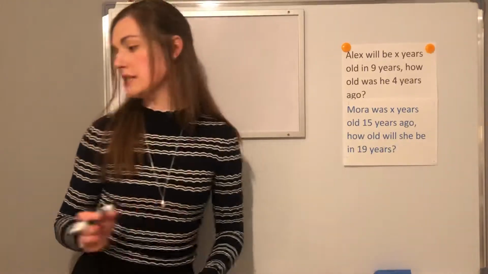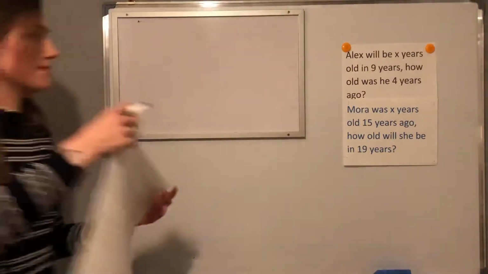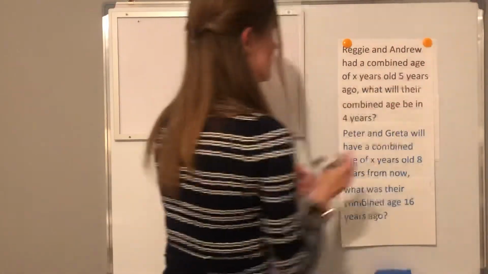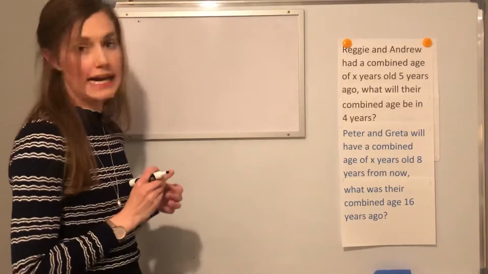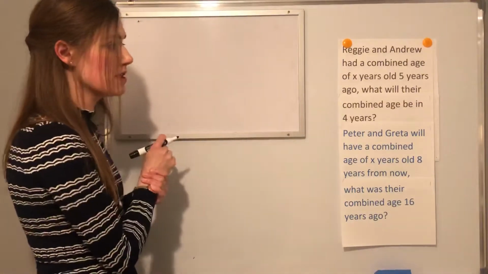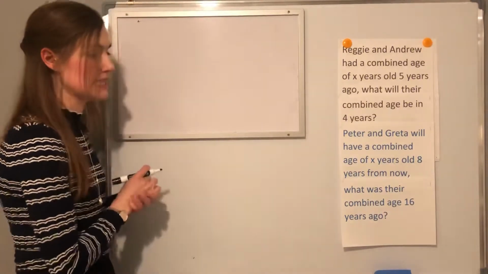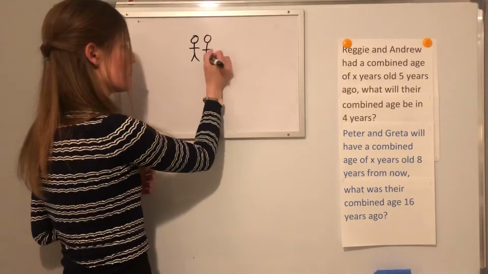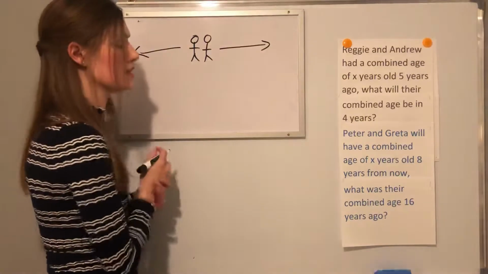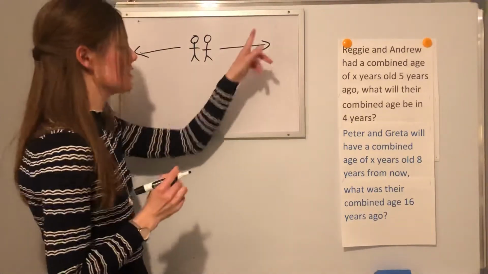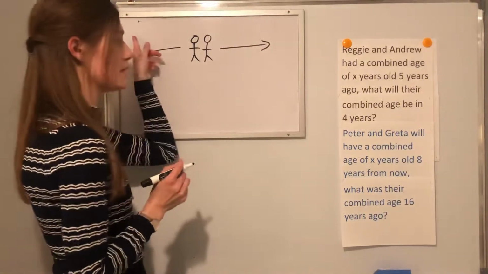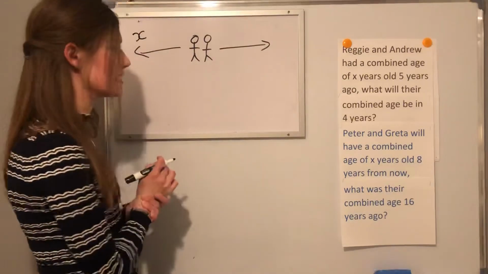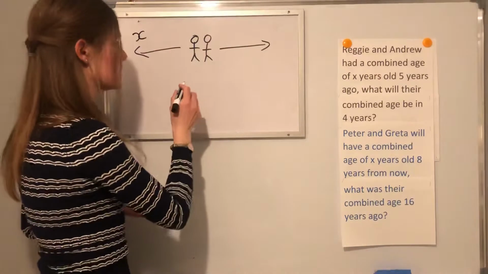Now, it can sometimes say something a little bit harder. If we look at this one, it says Reggie and Andrew had a combined age of X years old 5 years ago. What will their combined age be in 4 years? So we draw our stickmen and we put the double arrows again. Now, they had a combined age. Think whether that's going to be in the future or in the past. If they had a combined age, that's going to be in the past. So we put the X there. That was 5 years ago.